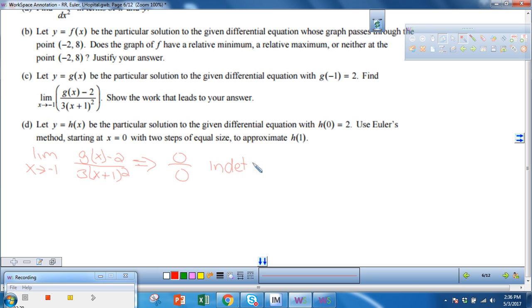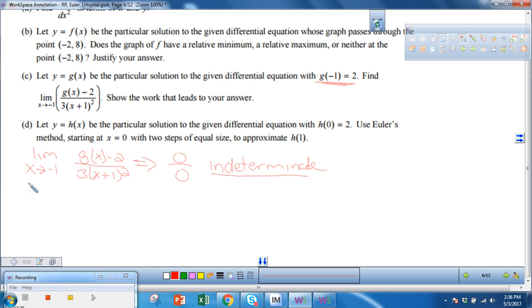indeterminate. My students laughed at the way I spelled that today, so I'm going to spell it right. You had to state this. You have to write indeterminate. Okay? So how do we know that? Well, we're told that g of negative 1 is 2, so we're given that piece of information. So 2 minus 2 is 0, and then negative 1 plus 1 is 0, so that's 0 over 0. So that makes it indeterminate, and you have to state that.